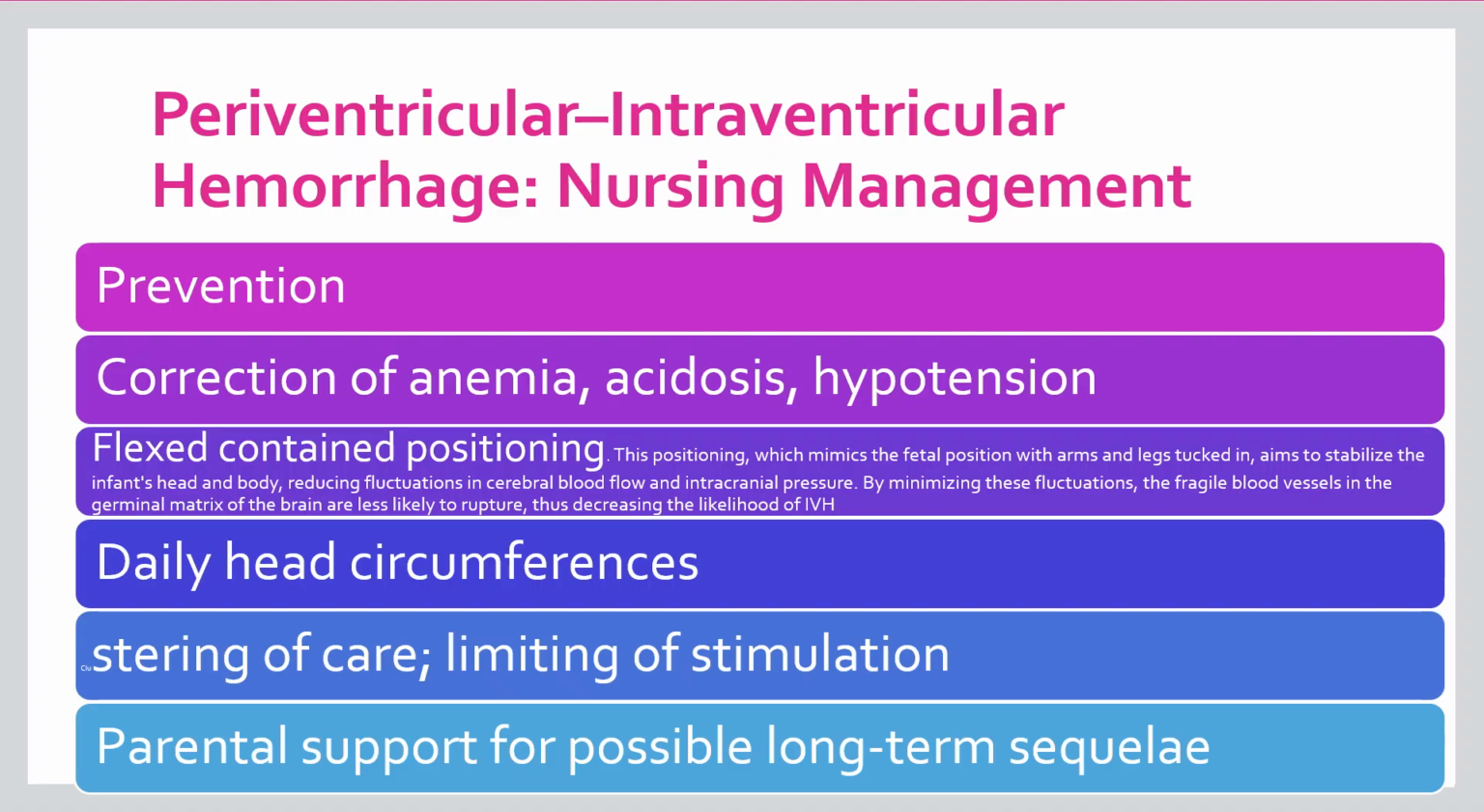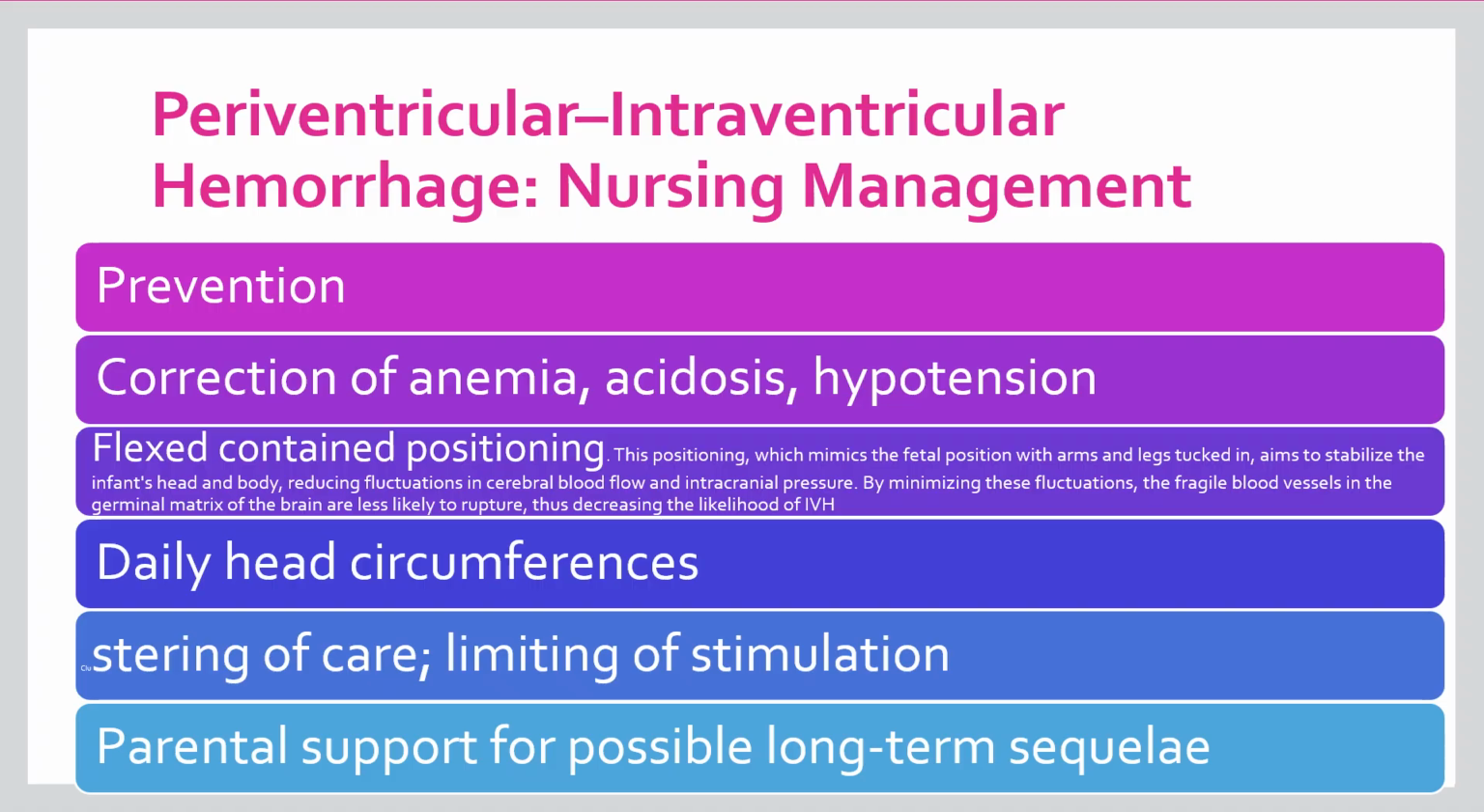Flexed, contained positioning. This positioning, which mimics the fetal position with arms and legs tucked in, aims to stabilize the infant's head and body, reducing fluctuations in cerebral blood flow and intracranial pressure. That's why we maintain this position. By minimizing this fluctuation, the fragile blood vessels in the germinal matrix of the brain are less likely to rupture, thus decreasing the likelihood of IVH, intraventricular hemorrhage.